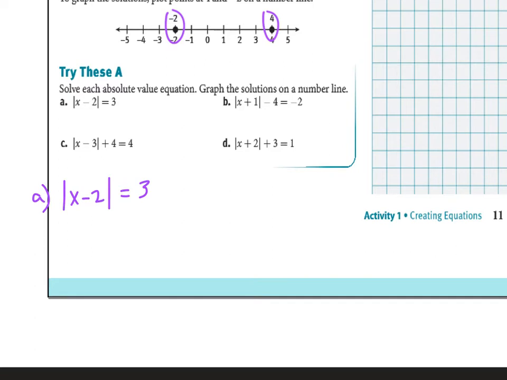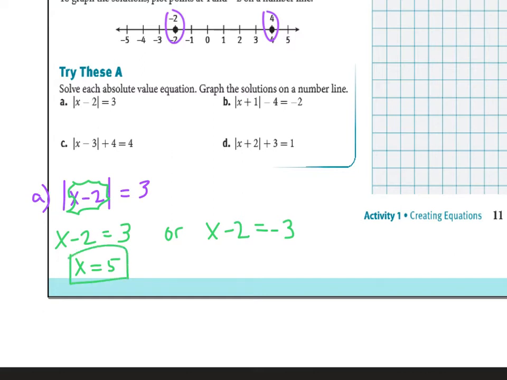So what I'm going to do is take whatever's in here, the x minus 2, and I'm going to say that could either equal 3, or the x minus 2 could equal negative 3. So I kind of split this up into two cases, right? That definition said there's two options. So when we add 2 to both sides, we should get x equals 5. Add 2 to this side, x equals negative 1.